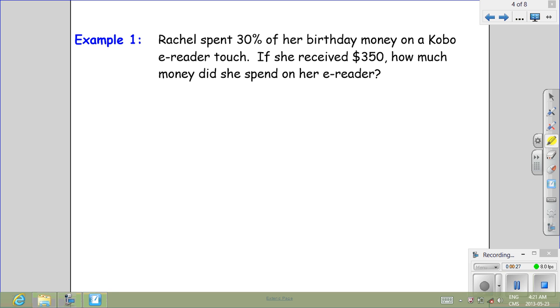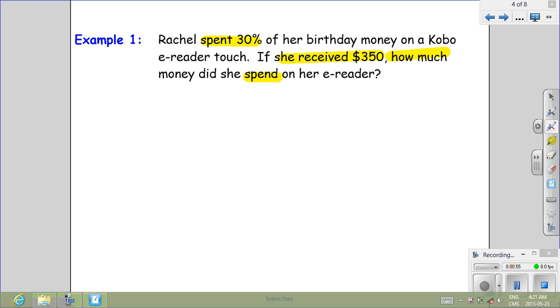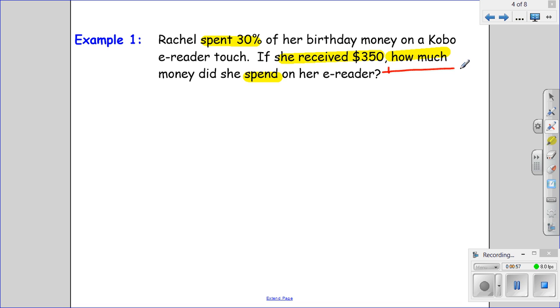Example 1. Rachel spent 30% of her birthday money on a Kobo e-reader Touch. If she received $350, how much money did she spend on her e-reader? Let's go through again and highlight the important information. Rachel spent 30% of her birthday money on the e-reader. It really doesn't matter what she spent it on. We care that she spent 30%. She received $350. How much did she spend on her e-reader? So we're really looking for how much. So let's keep that in mind.